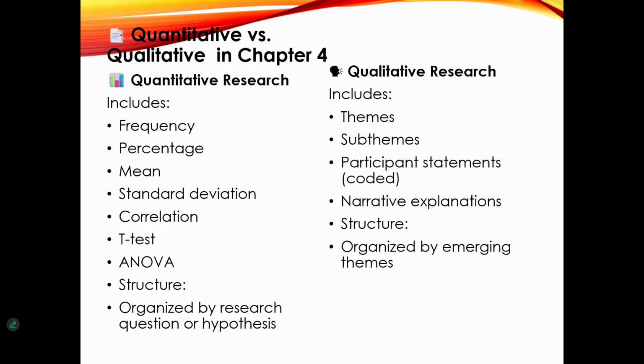Qualitative research, on the other hand, includes themes, sub-themes, participant statements which are coded, and narrative explanations. The structure is organized by emerging themes. So in qualitative research, if you conducted interviews, observation, survey, or ethnography, you must organize the themes or the answers of the participants. Okay? So that's the difference between quantitative and qualitative research presentation in chapter 4.